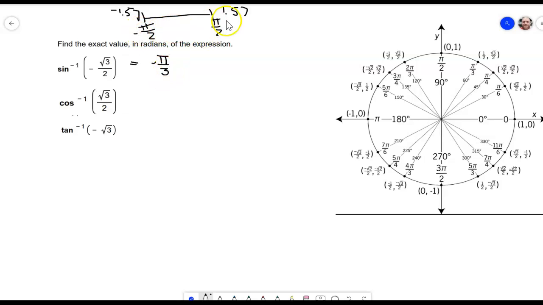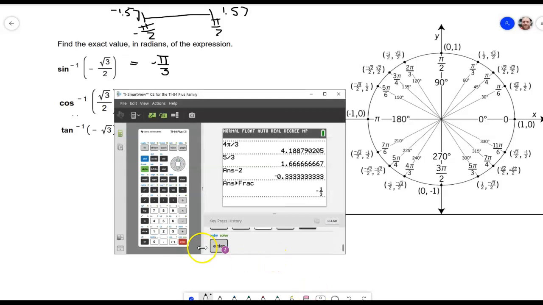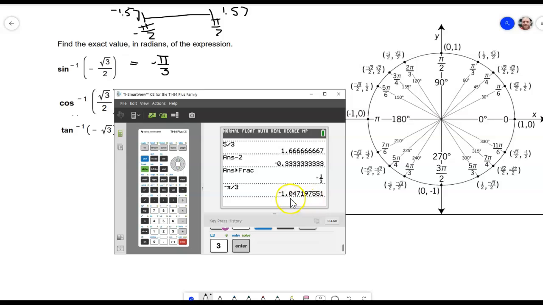Now let's make sure that that is in this interval here. The way I do that is negative pi divided by 3 and see what decimal that is, and hopefully it should be somewhere between negative 1.57 and positive 1.57, and it sure is. So that looks good. And the last thing I want to do is put in inverse sine of negative root 3 over 2, and I should get this decimal here.